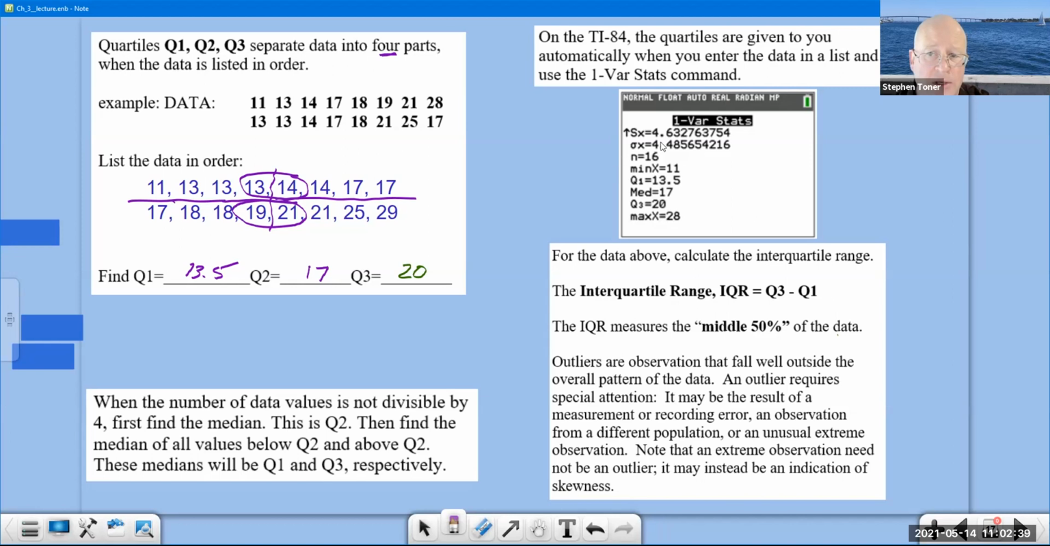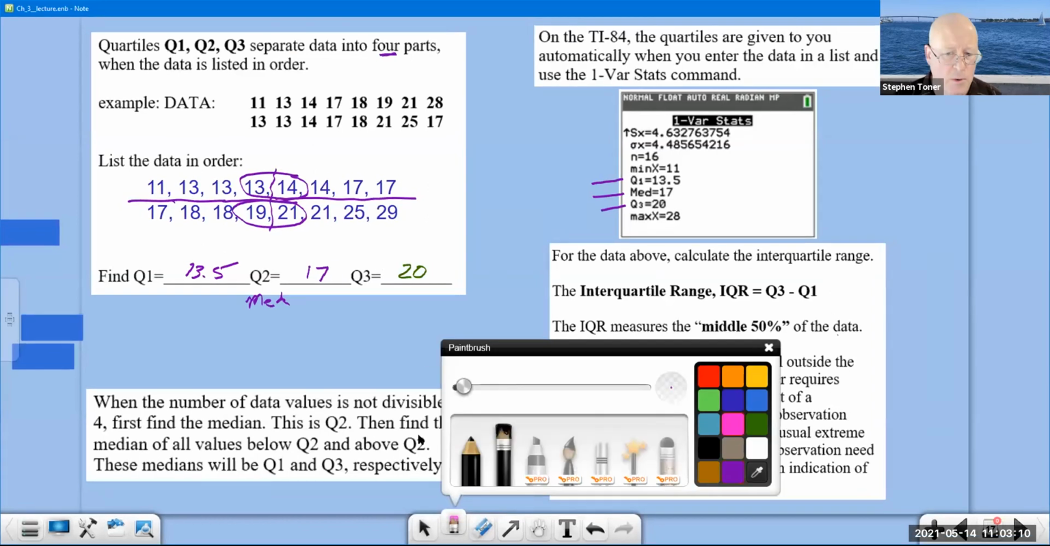You just type them into your list. And when you do your one variable stats, right down at the bottom, there are those 3 values. And we will seldom write Q2. We will usually just refer to that as the median instead, because that's the more common name. So never again will we have to do this calculation manually.